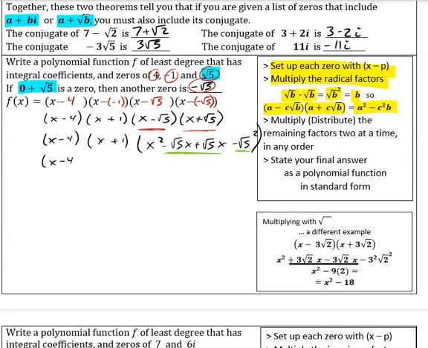So I get x minus 4, x plus 1, x squared, these will cancel, and negative radical 5 squared will just give me minus 5. Then multiply or distribute the remaining factors 2 at a time in any order. So pick any two and just start multiplying. I'm going to go with these two first. Let's not forget that I should be writing f of x equals for all of these.